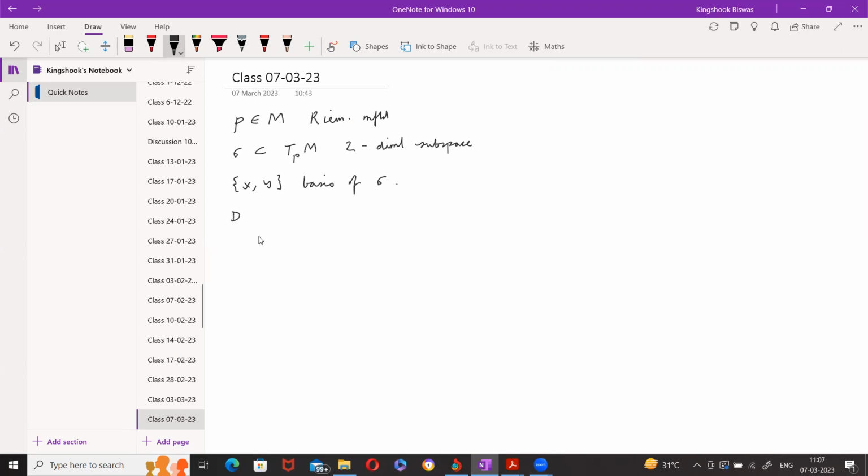Okay. So then you define the sectional curvature as follows. So first you define a quantity called the norm of x wedge y whole squared. So this is defined to be norm x squared, norm y squared, minus inner product xy squared. Okay. So this is greater than or equal to 0 by the Cauchy-Schwarz inequality. And it is 0 if and only if the vectors x, y are linearly dependent, but we're taking x, y to be a basis. So therefore, this is actually strictly positive.